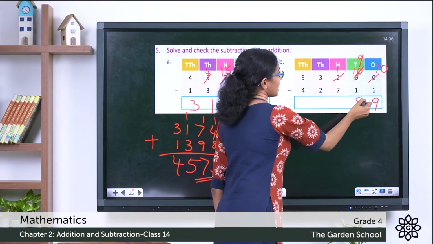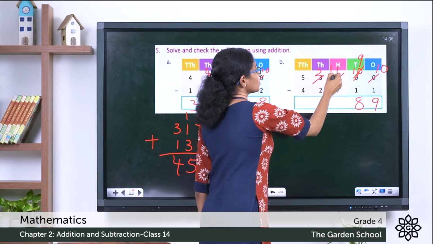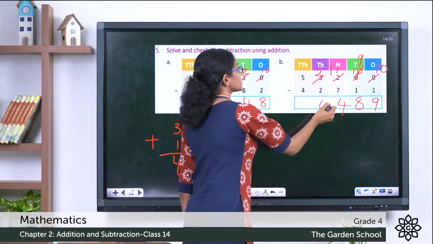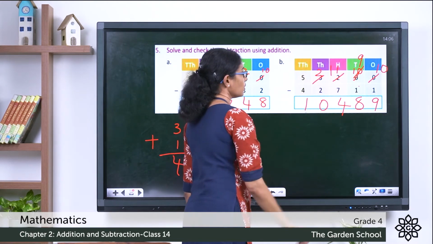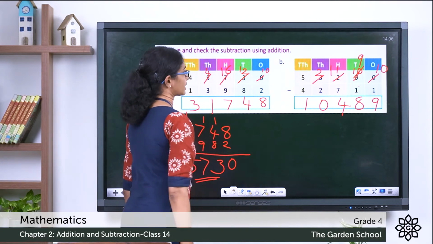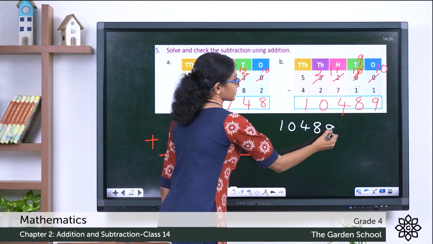9 minus 1 it is 8. Now, can I do 1 minus 7? So you borrow. So 11 minus 7 it is 4. Now 2 minus 2 it is 0. 5 minus 4 it is 1. Now let's check if the subtraction was done correctly. So let's add the difference and the subtrahend.